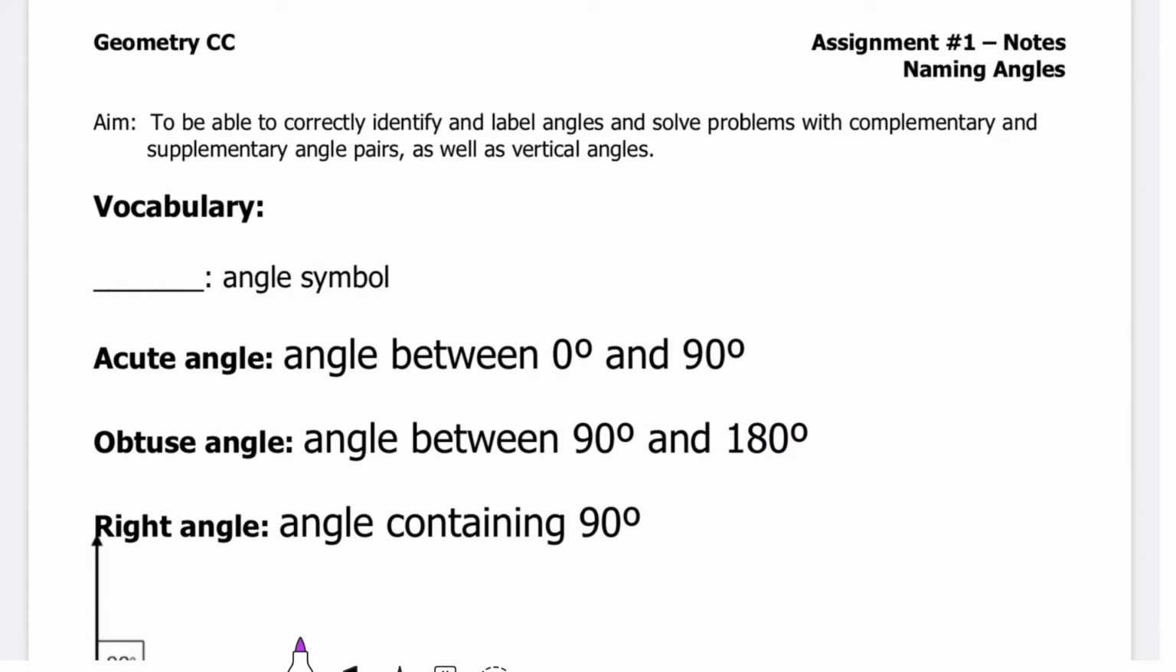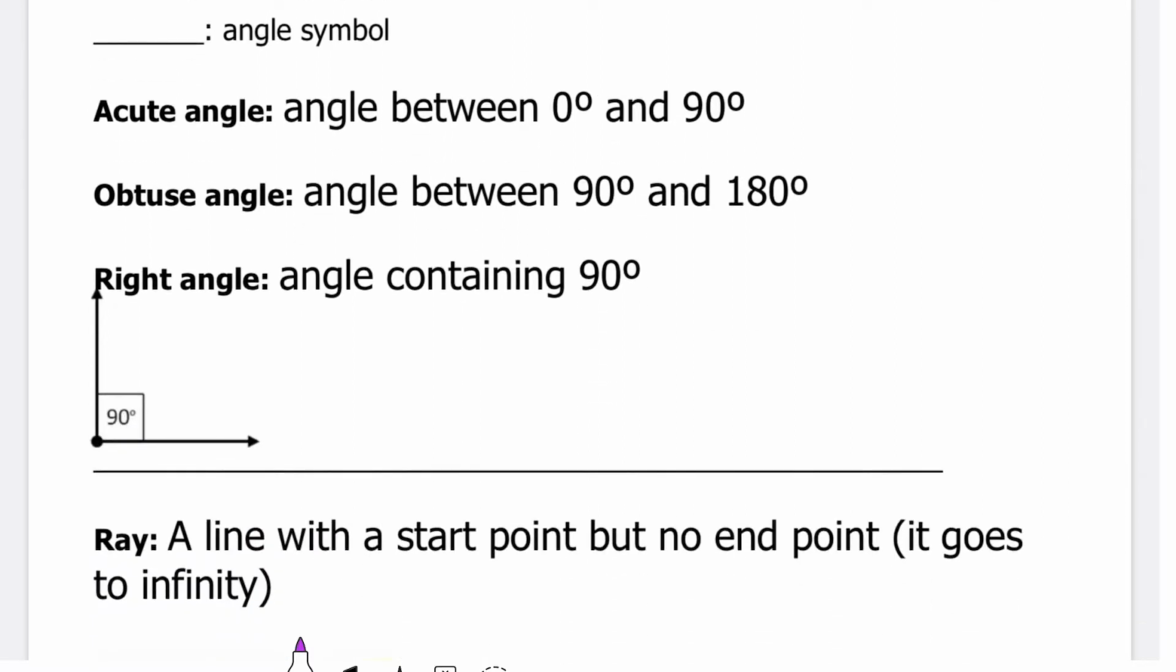So if you could just flip in your notes packet to assignment 1, and the assignment is called Naming Angles. So we're going to start out with our aim, which is to be able to correctly identify and label angles and solve problems with complementary and supplementary angles, angle pairs, as well as vertical angles. So starting out with our vocabulary, I have all this filled in for you.